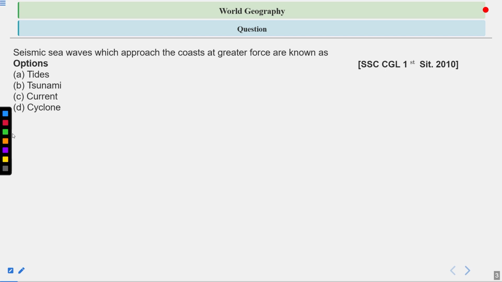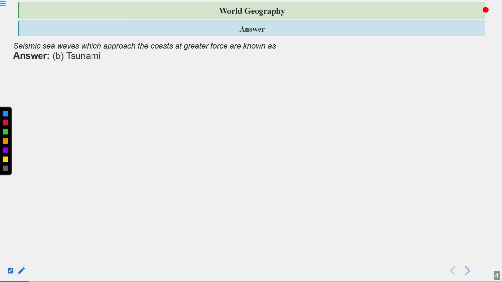So, the first question that we have with us is: the seismic sea waves which approach the coasts at greater force are known as. Options are tides, tsunami, current, or cyclone. So, let's see what is the answer. When we discuss seismic sea waves, the force is famously known as tsunami.